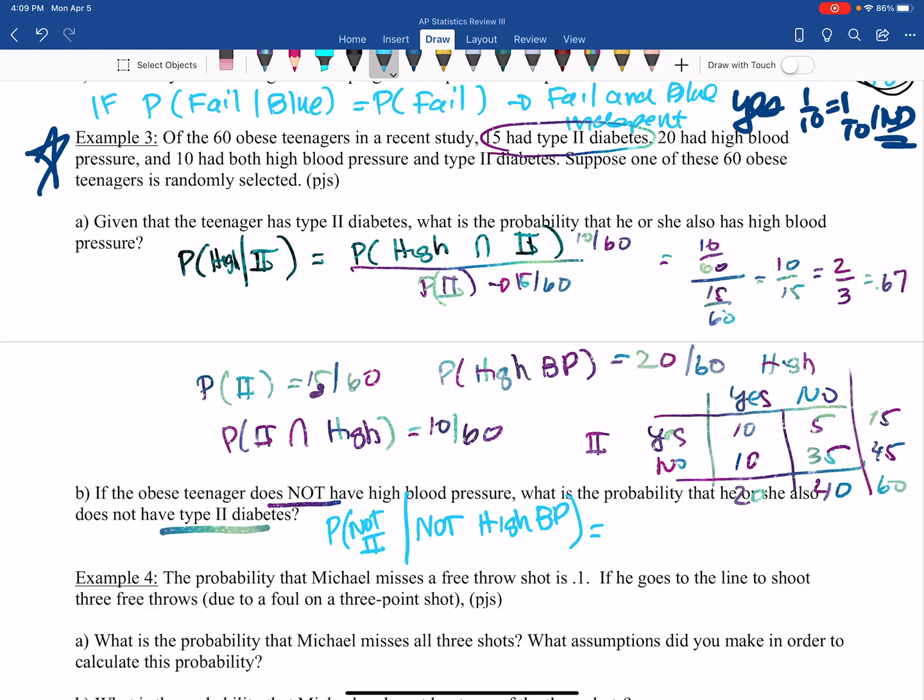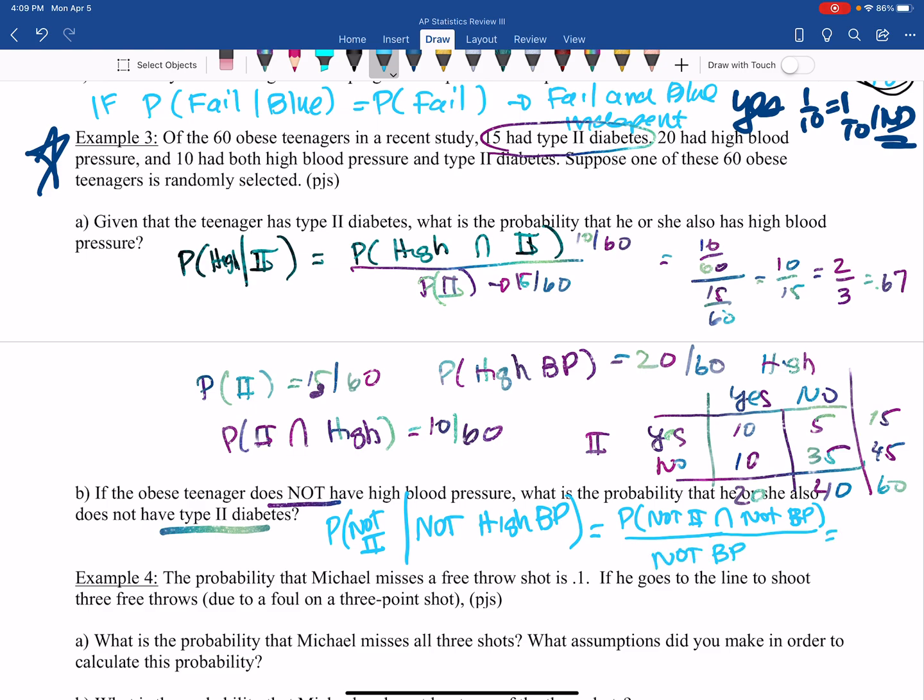Okay, so we're going to do the same thing. I'm going to do the probability of not type 2 and not high blood pressure over not high blood pressure.